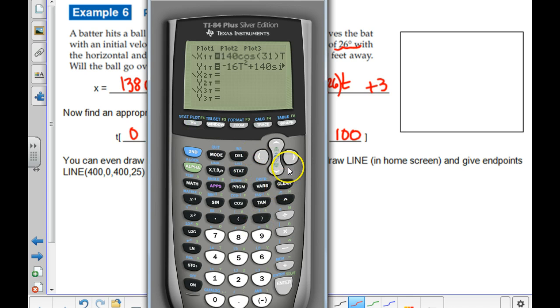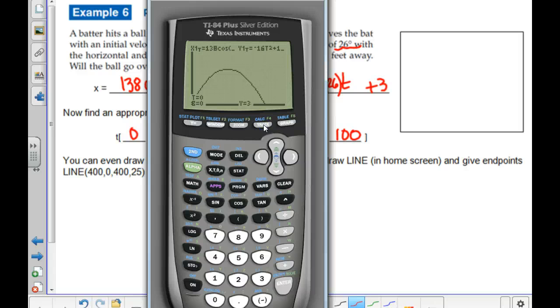Okay, it was 138 cosine of what? 26t. Okay, so our angle was 26. And this one needs to change to 138. And we need a +3 on the back, right? Because it came off the bat 3 feet above the ground. All right. There's the ball. Actual path of the ball this time, right? Because it really is doing a height up and down.